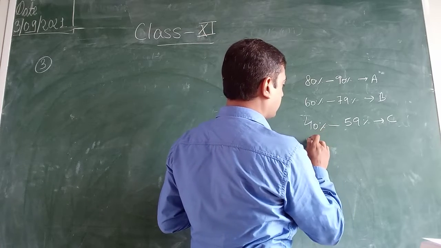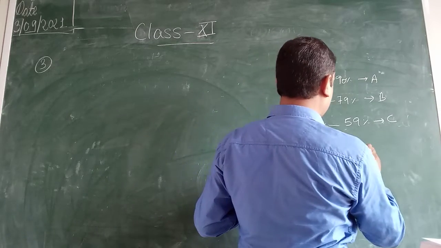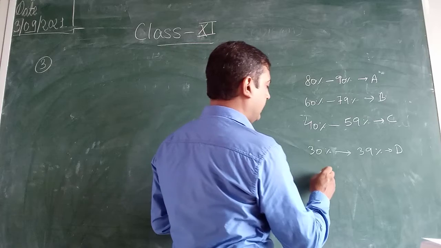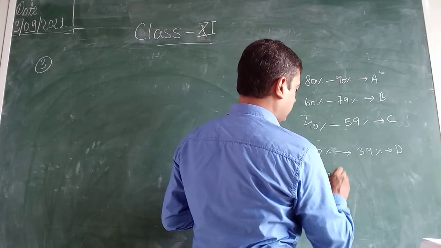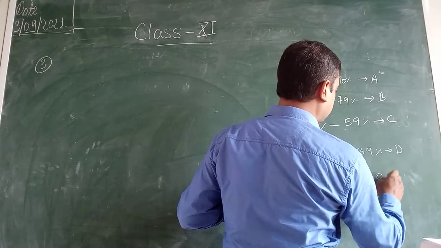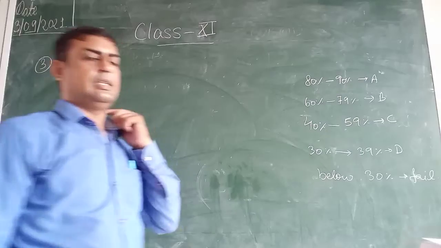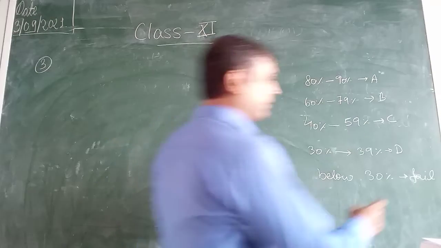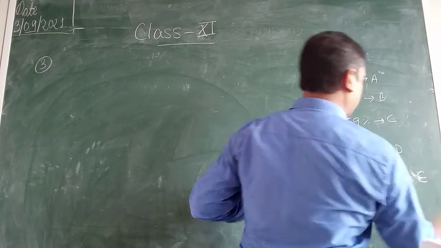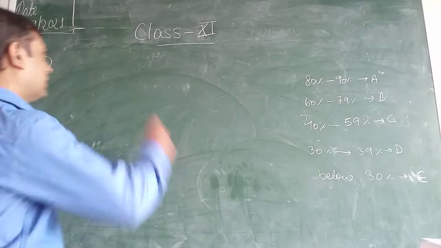and 30% to 39%, it is D, and below 30% fail. As an example, we have given fail. You can give E as a grade. E means fail. Now you have to draw the flow chart.